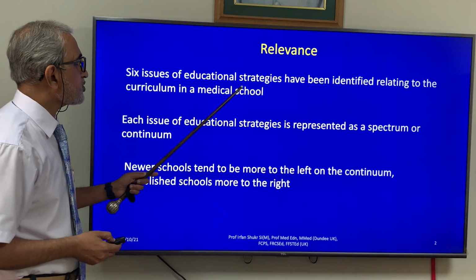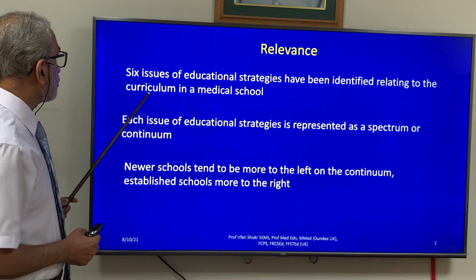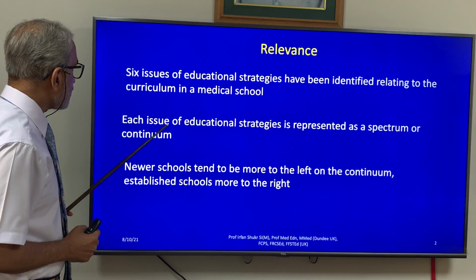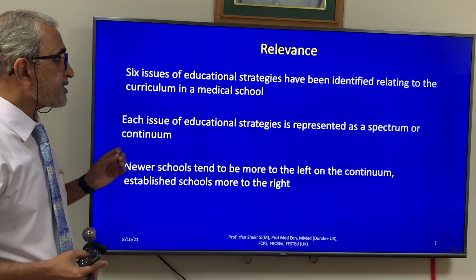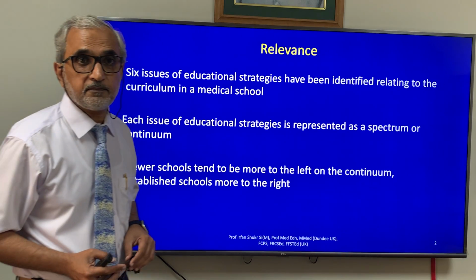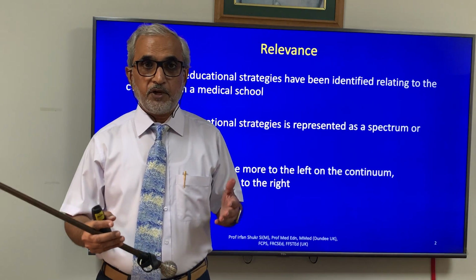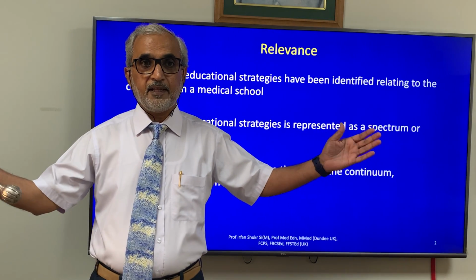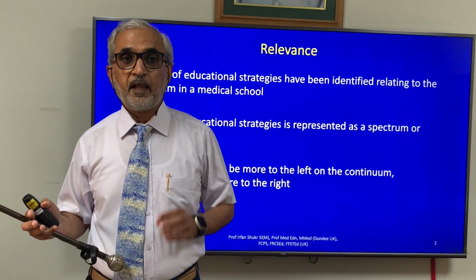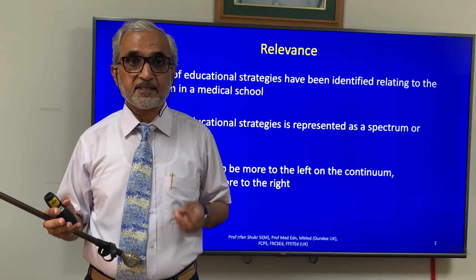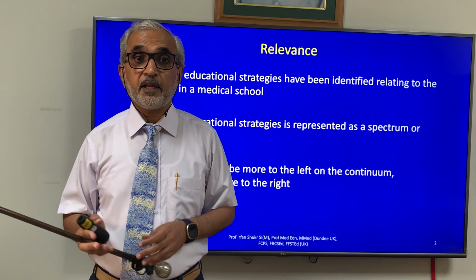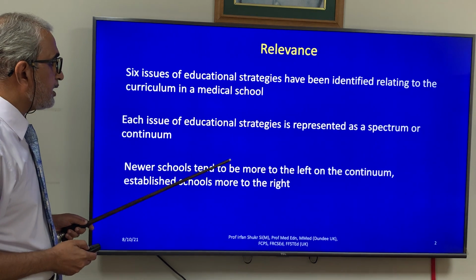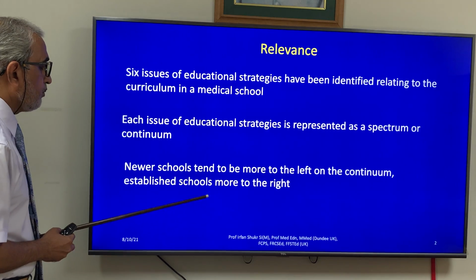Six issues of educational strategies have been identified related to curriculum in a medical school. Each issue is represented as a spectrum or continuum. Because if you take a set of 2 strategies, one on this end and one on this end, then it follows a continuum, and a medical college may decide to develop a strategy in between at any point. Newer schools tend to be more to the left on the continuum, established schools more to the right.